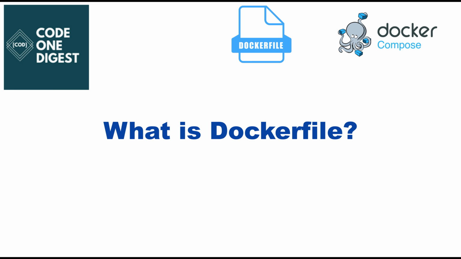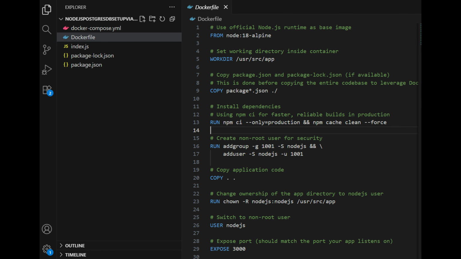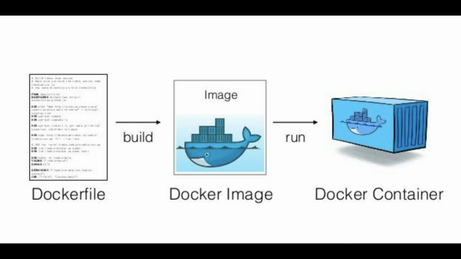Let's understand what is Dockerfile. A Dockerfile is a plain text file that contains a set of instructions, commands, on how to build a single Docker image. Think of it as a blueprint for creating one container. When you run the docker build command, Docker reads the Dockerfile and executes the instructions in order, layer by layer, to create a final runnable image.